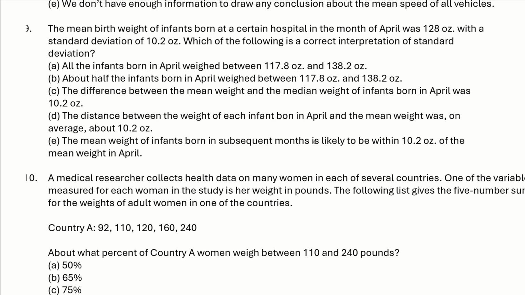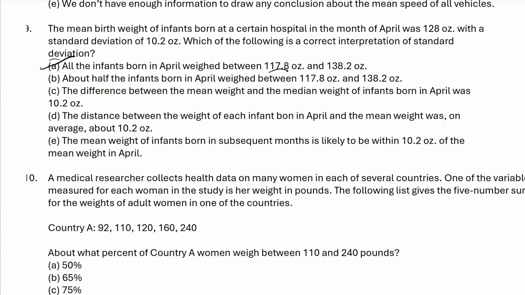So all the infants born weighed between 117.8 and 138.2 ounces. No, that's not what the standard deviation tells you. About half of the infants weighed between... no, that's incorrect. It's not saying half of them were between a certain weight. That would be the median, right?